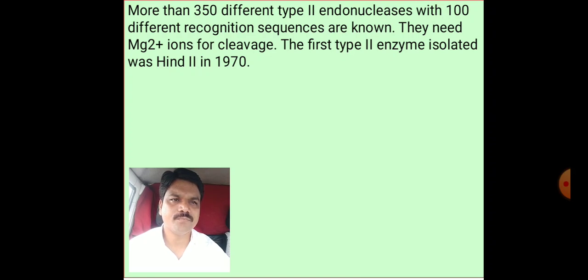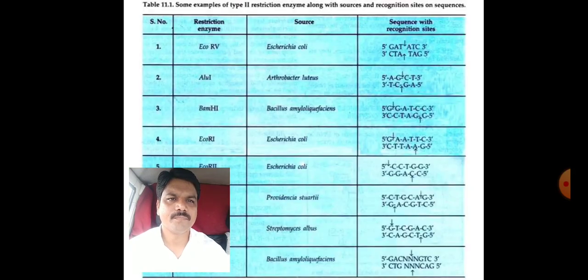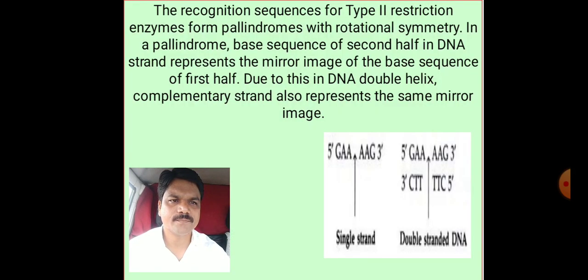The first type 2 enzyme isolated was Hind II in 1970. Here the table shows some examples of type 2 restriction enzymes along with their source and recognized sequences. The recognition sequences for type 2 restriction enzymes form palindromes with rotational symmetry. In a palindrome, the base sequence of the second half of a DNA strand represents the mirror image of the base sequence of the first half. Due to this, in a DNA double helix, the complementary strand also represents the same mirror image. Here the single strand, here the double strand.